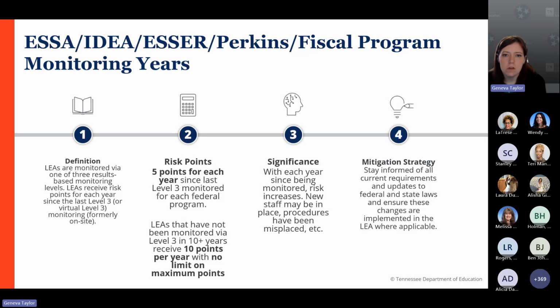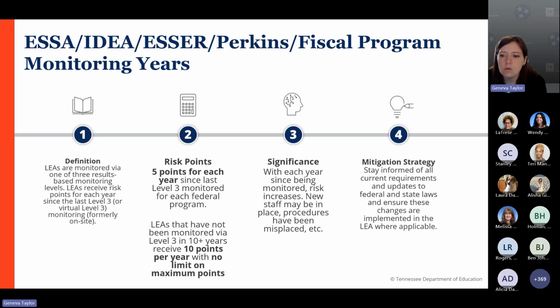So we do have a few LEAs where it's been a moment since your risk has bubbled up enough for us to be on site. So for those of you who cannot find documentation of the last time you were monitored, this is a great indication that you will be monitored soon.